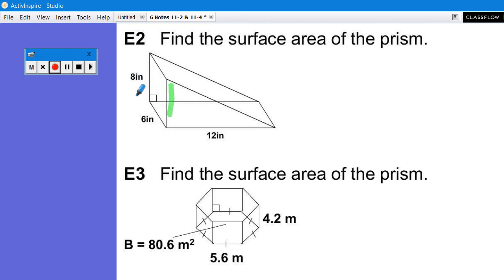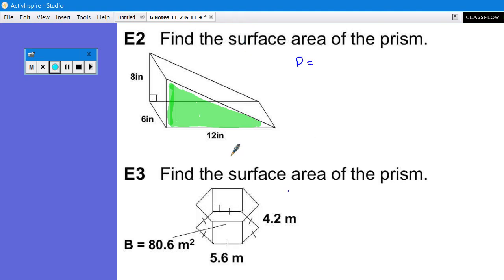Again, we're looking for anything that is not a rectangle. So if you have any other shape, that's going to be your base. Here is your triangle that is going to make up your base, the one in the front and the back. Now that we have that, we're going to go through our 4-step process. First thing we're going to do is find perimeter.